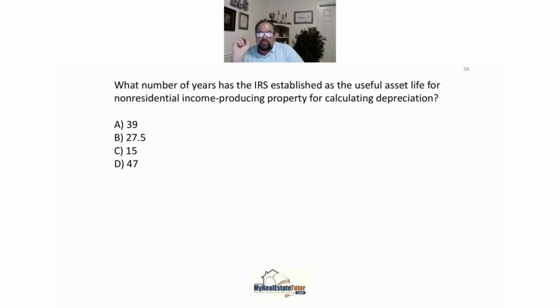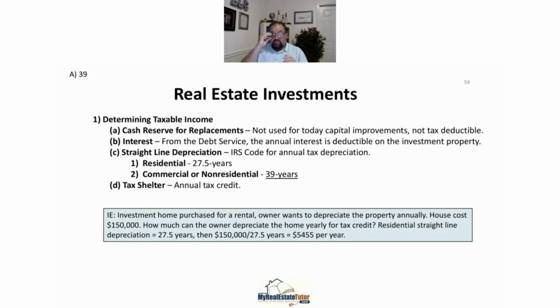What number of years has the IRS established as the useful asset life for non-residential income producing properties for calculating depreciation? What number of years? We're talking about non-residential. Okay, so let's look at this. Non-residential, so this comes under your real estate investment section.